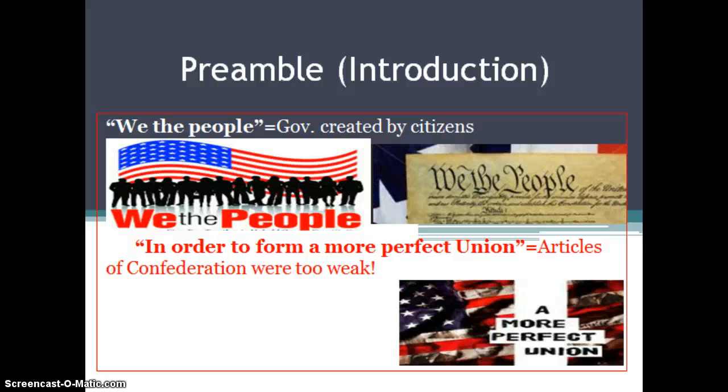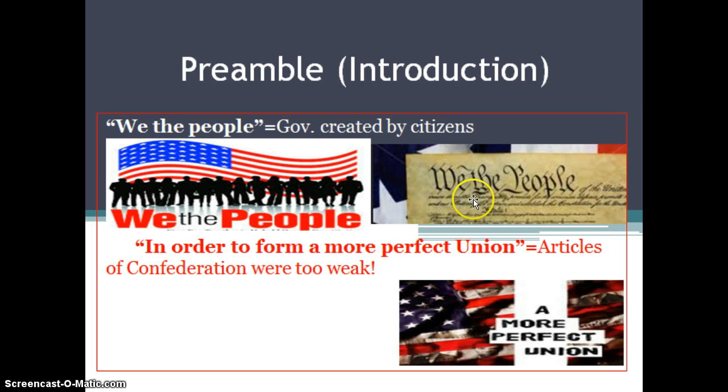Okay, so a couple of important points about the preamble, or the introduction of the Constitution. It begins with the famous words, "We the people," as you can see here. Basically what that emphasizes is that the government is created by the citizens. You notice it doesn't say "I the king" or anything like that. We the people. So this government is created by the citizens, which again is a very new idea in the world in 1787.